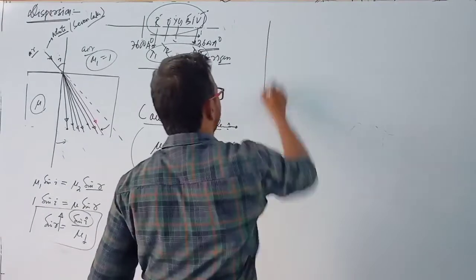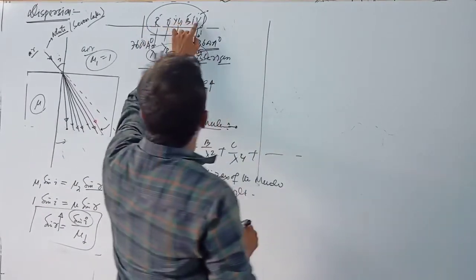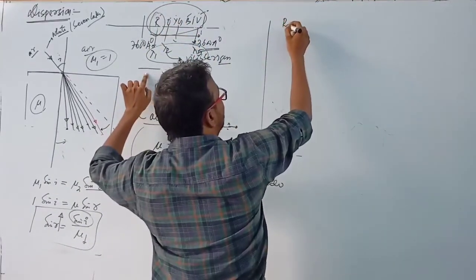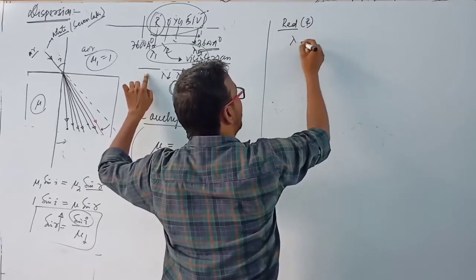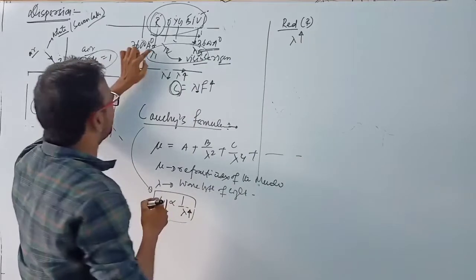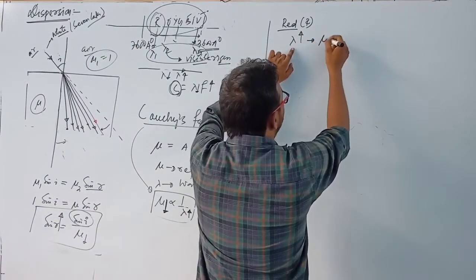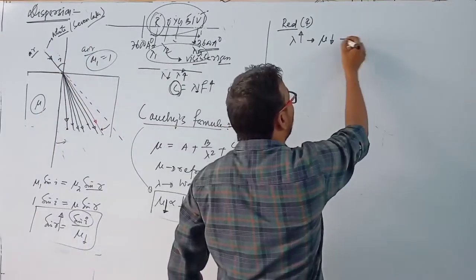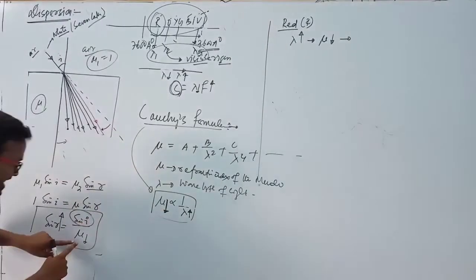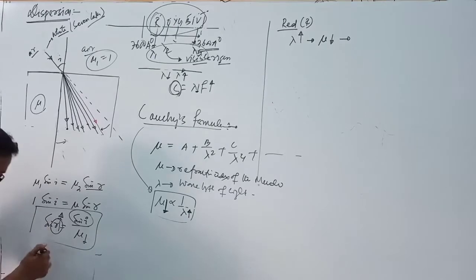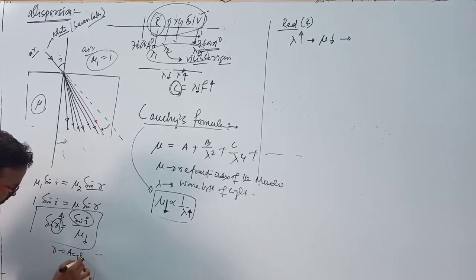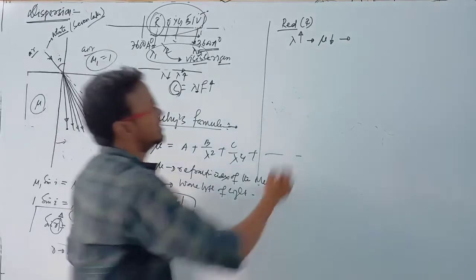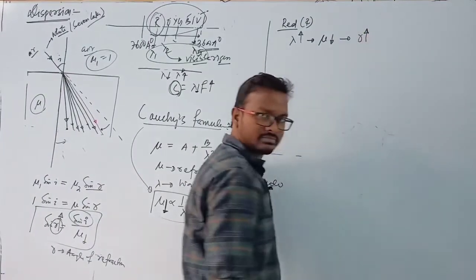So what is this concept? Here are the 7 colors of light, VIBGYOR. The maximum wavelength is for red color of light, so its wavelength increases, because the maximum wavelength is 7600 angstrom. When lambda increases, the refractive index of the red light while traveling from a rarer to a denser medium decreases, and mu decreasing means R increases. What is R? R is the angle of refraction. Here the angle of refraction increases, so R increases. This is for red light.